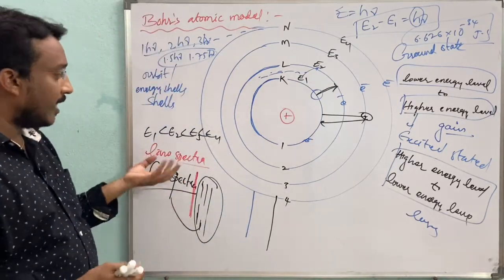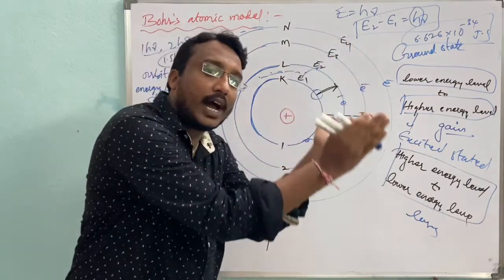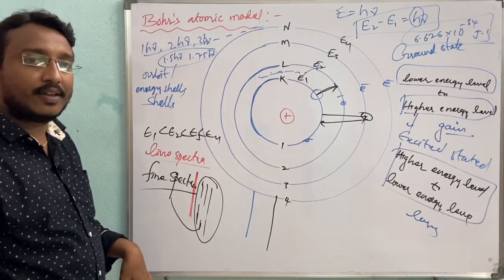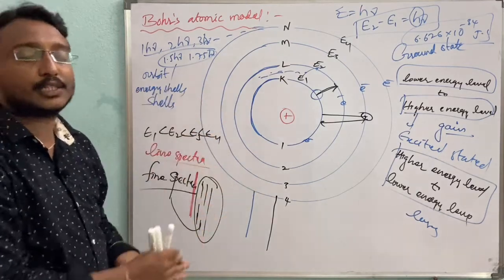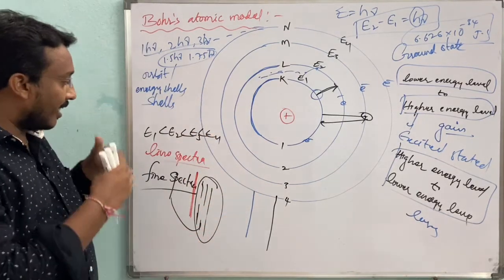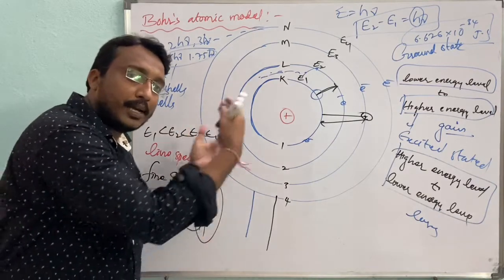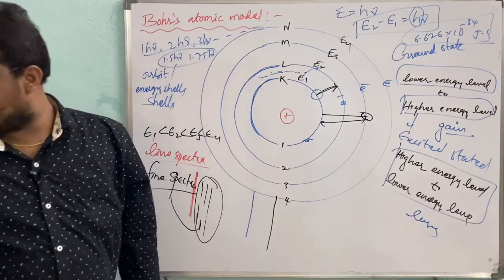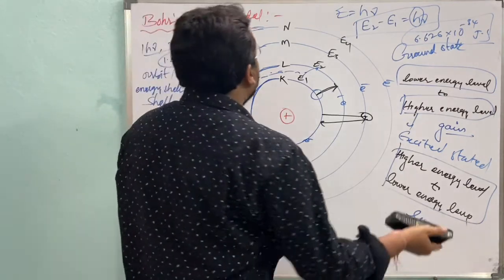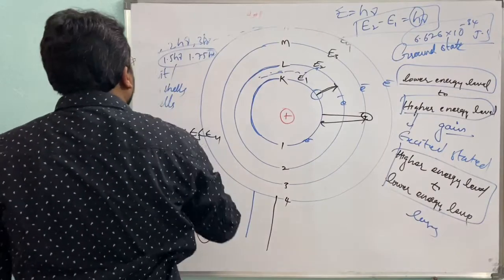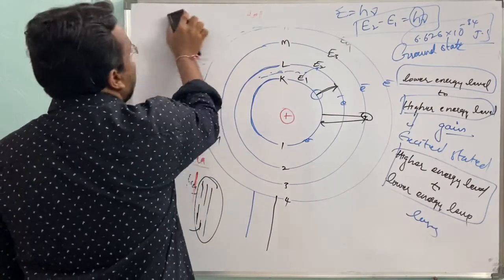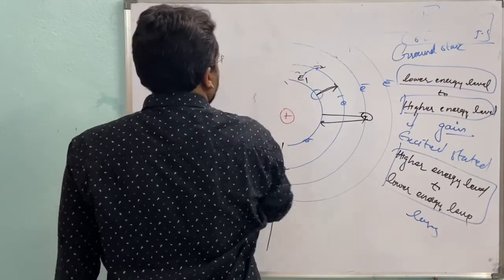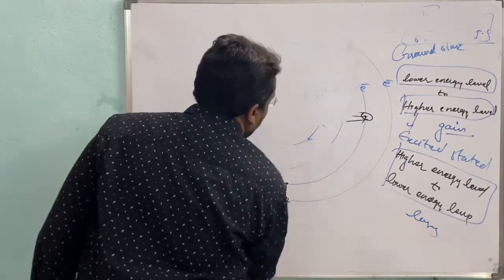But he was unable to explain the fine spectra. What is fine spectra? Line spectra split again into fine lines. Why are those fine lines emitted? That was not clearly explained by Bohr's atomic model. This is the drawback of Bohr's atomic model. Got it? Then to overcome the drawback, one more scientist came out. That person's name is Sommerfeld.